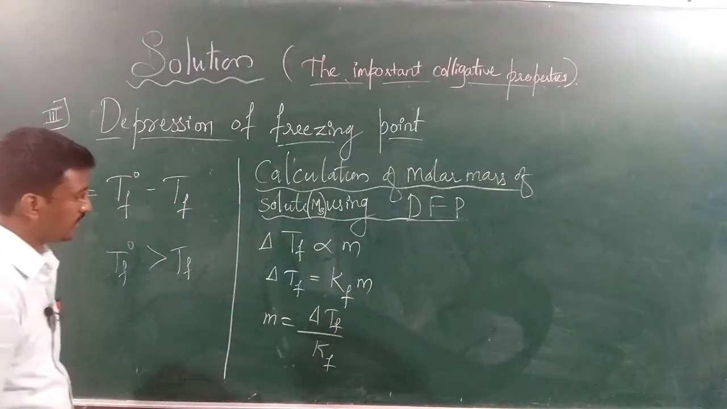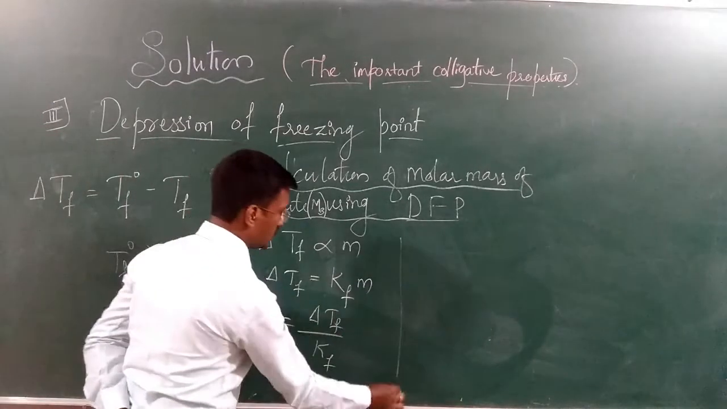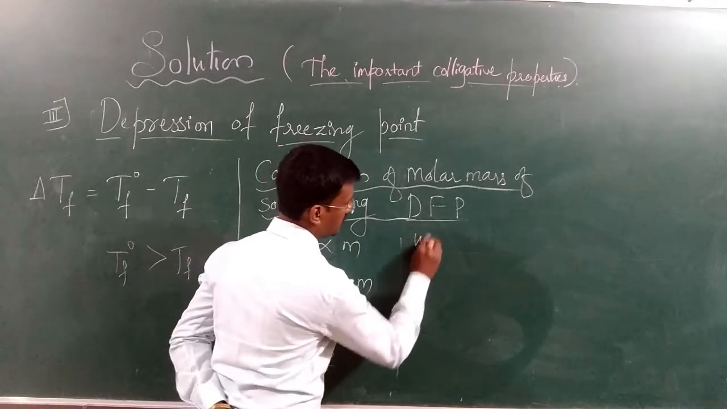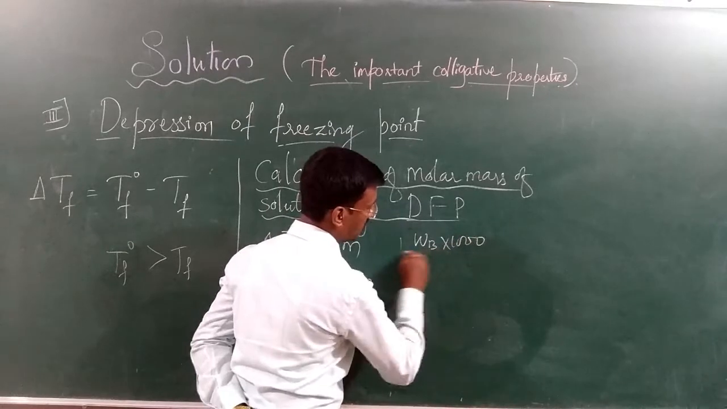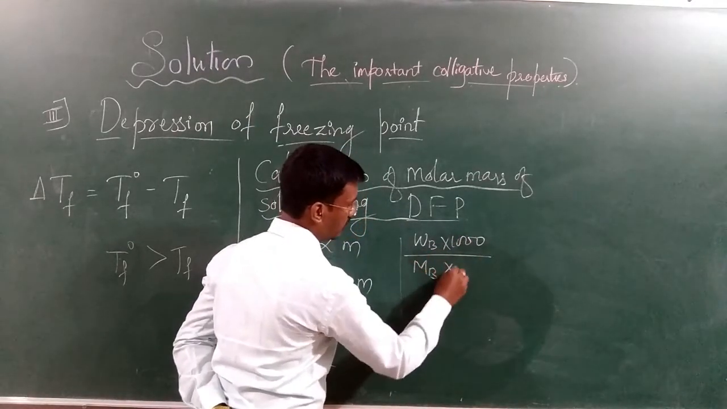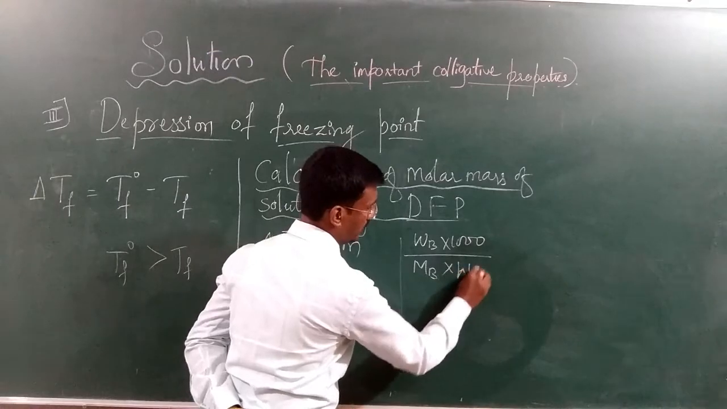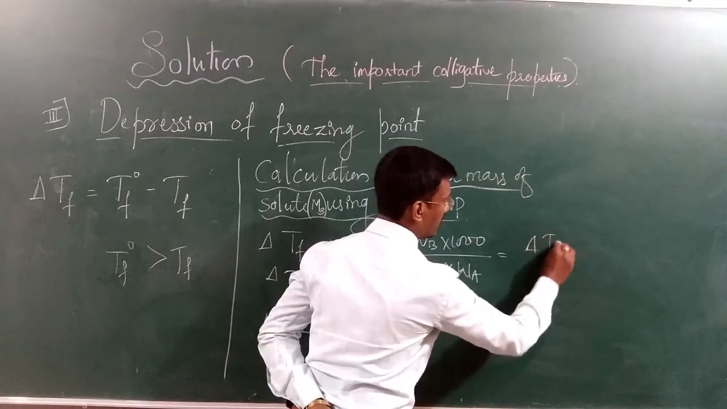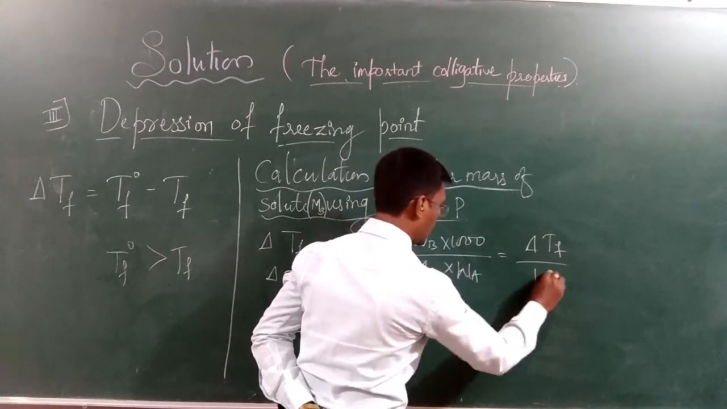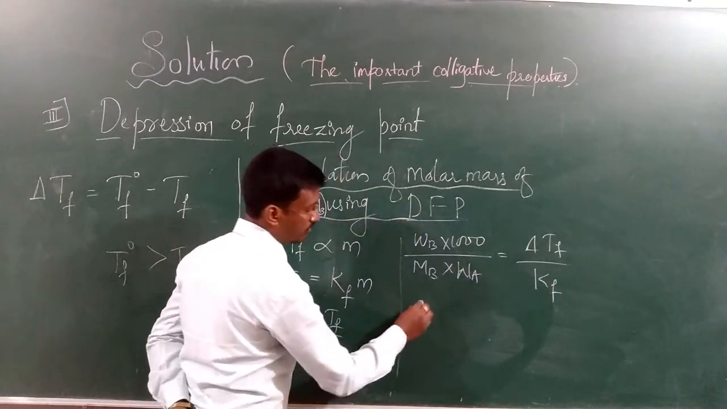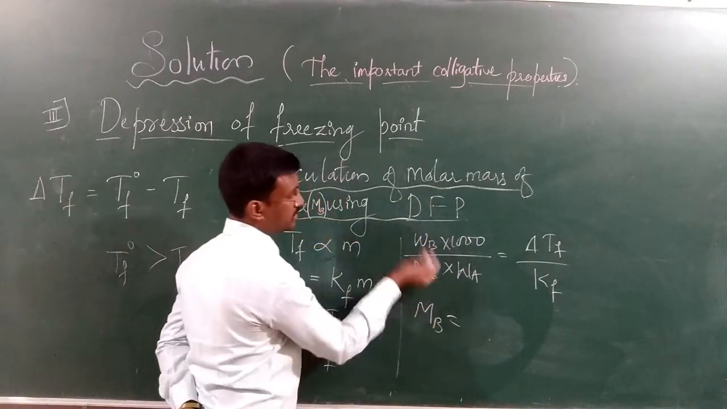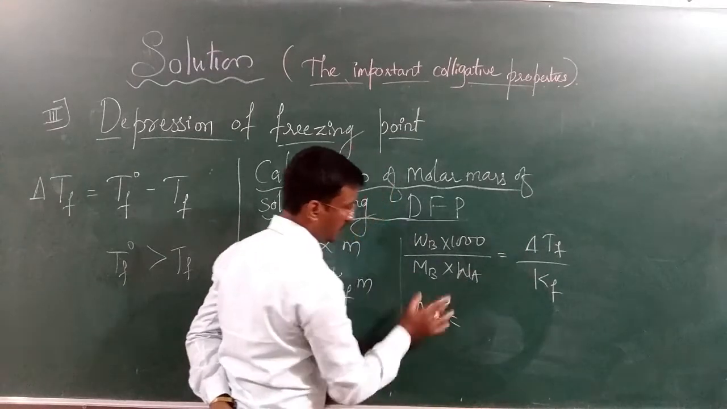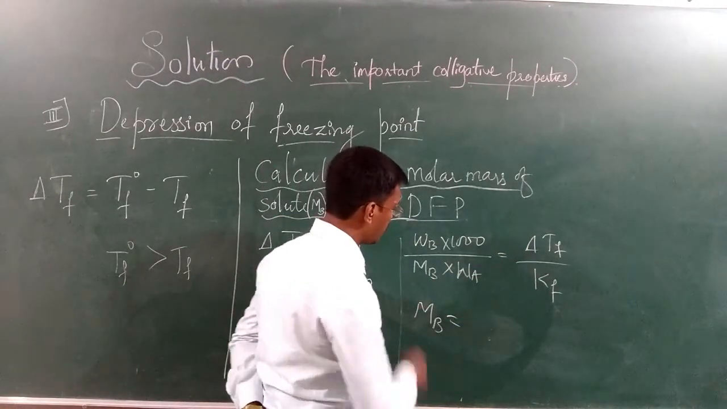I hope from here you can easily do the same thing as we did in the last. m is nothing but molality, that is Wb into 1000 divided by Mb into Wa, that is equal to delta Tf divided by Kf. So what will be the formula? Mb is equal to, you just take the reciprocal. I would like to send this to that side. So what will happen? Directly I am writing. If you want, you can write another step here.